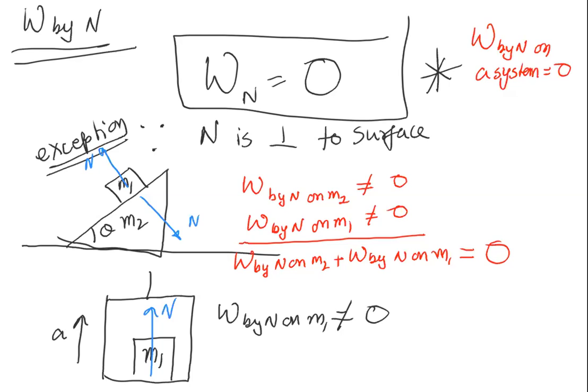Having said all this, I have never ever seen a question where work done by normal reaction is not zero. Yeah? I have never ever seen a question where work done by normal reaction is not zero. ये जो एक्सेप्शन मैंने लिखा है, ये हो सकता है आपके सामने आ जाए, मैंने आज तक नहीं देखा. So I have not seen, I am yet to come across a question where work done by normal reaction is not equal to zero.